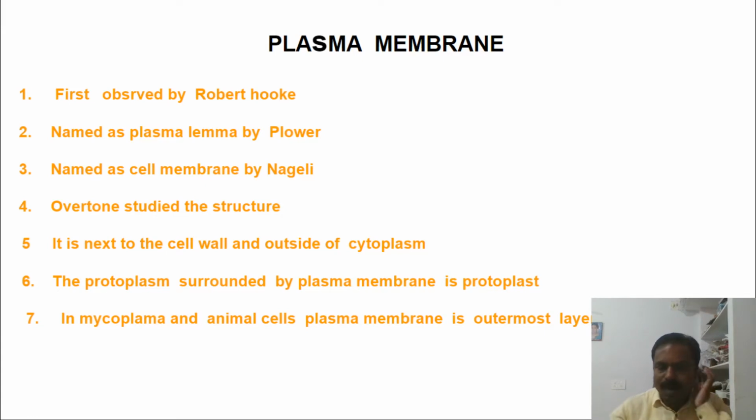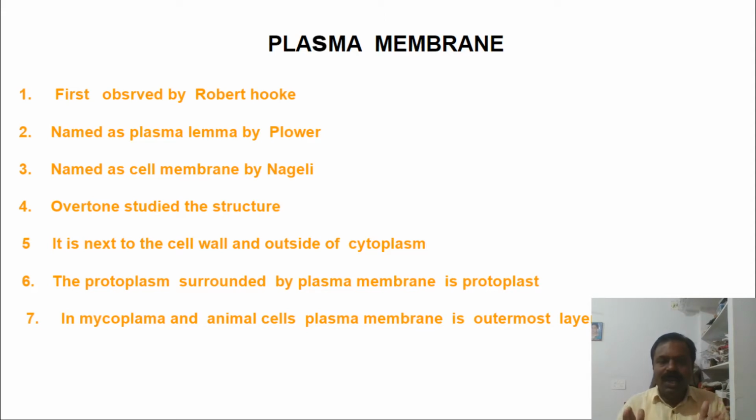In mycoplasma and in animal cells, the plasma membrane is the outermost layer. In those organisms, no cell wall is present. So the plasma membrane is also called the cell membrane or plasma membrane. Generally, the plasma membrane is present attached to the cell wall. So in a normal cell, this plasma membrane cannot be observed.